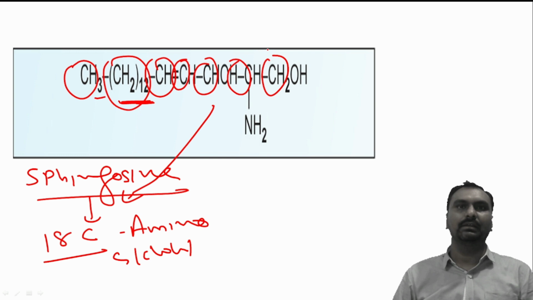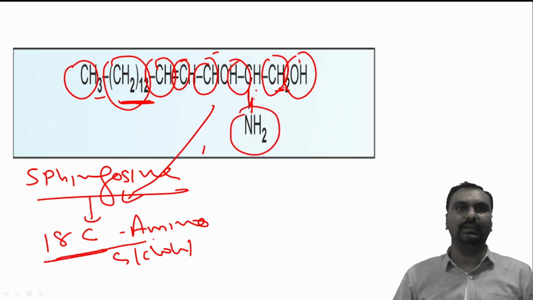So it is an 18 carbon, there is a hydroxyl group at the 1st and 3rd carbon, so it is an alcohol. And at the second carbon, you can see here, this is the second carbon, there is an amino group. So it is an 18 carbon amino alcohol, that is sphingosine.